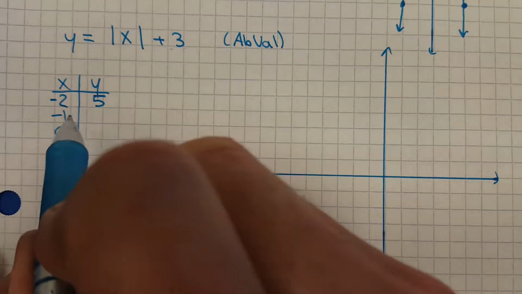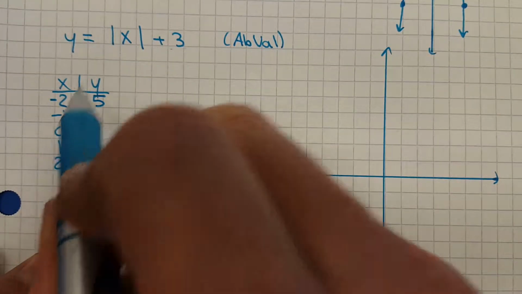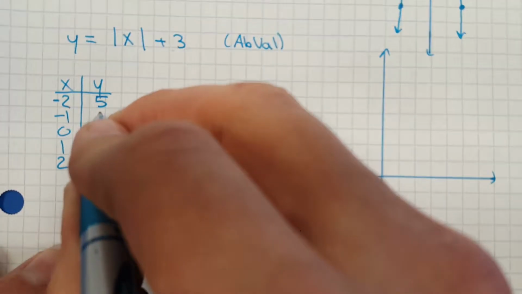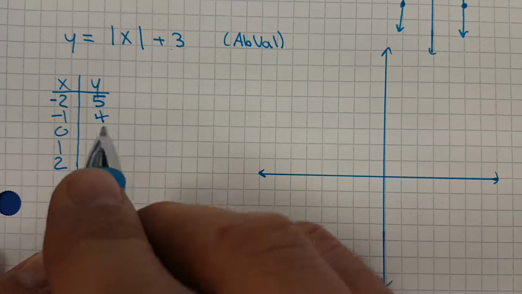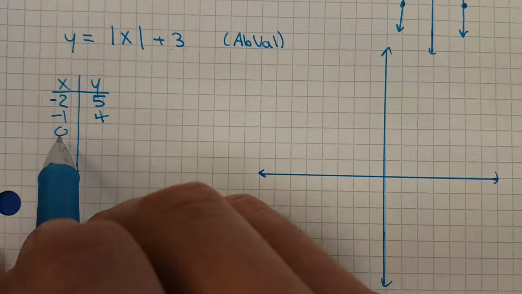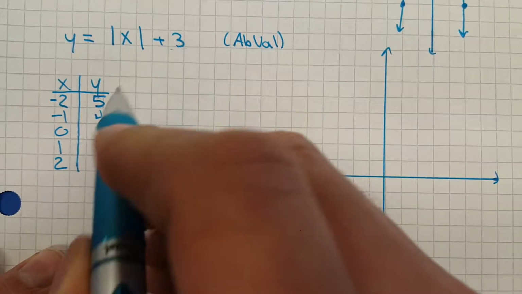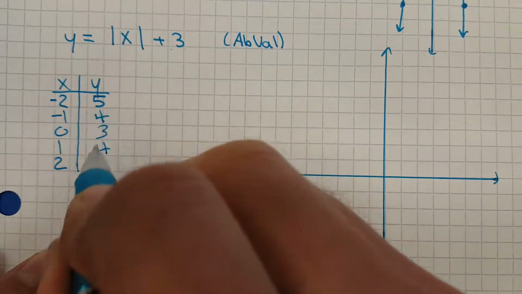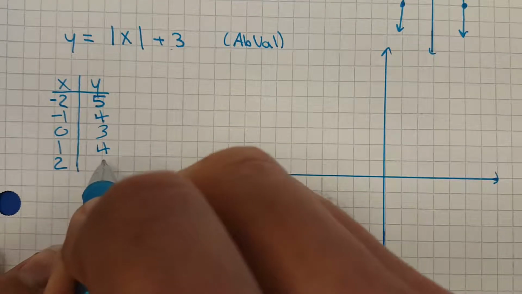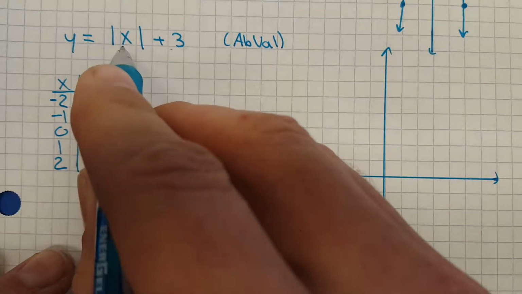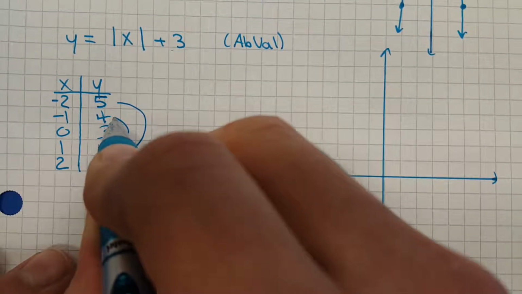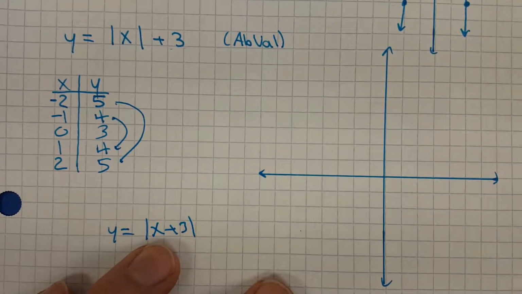Okay. The absolute value of -1 is +1. So +1 plus 3 is 4. Let's see here. 0 plus 3 is 3. Absolute value of 1 is 1. Oh, nice. We have a nice little pretty thing going on here. Matches. Absolute value of 2 is 2, 2 plus 3. So again, it kind of matches. So it's kind of like a parabola, except there's no curve to this one.